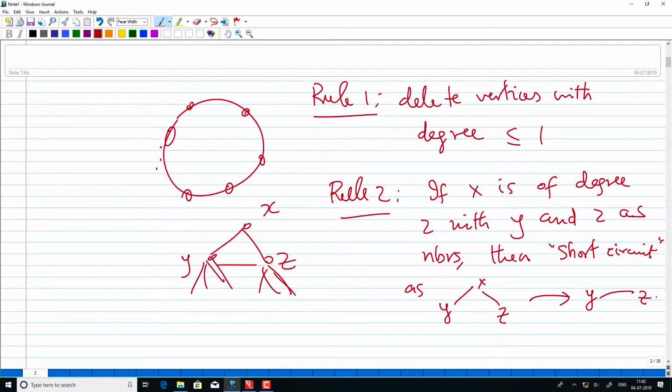So anyway, any cycle through x should go through y and z. So instead of deleting x and not doing anything about it, I will delete x and make y and z a direct edge. So that means all the cycles are preserved.